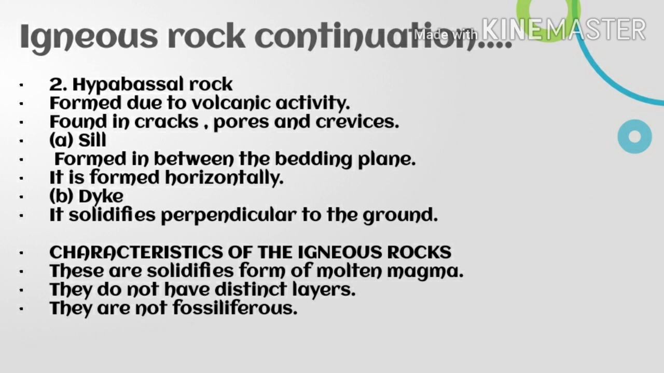Then the third one is, they are not fossiliferous. That means, since it is not formed by deposition like the sedimentary rock, it does not have fossils or traces of plants and animals in it. It is simply the molten rock material that has solidified, or molten magma which has solidified. So there is no question of fossils being found in the igneous rock.